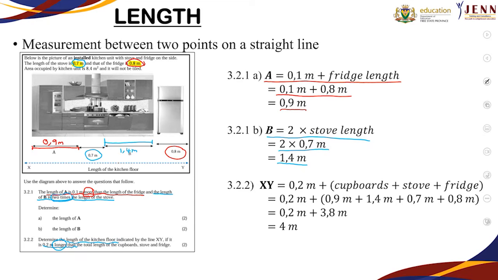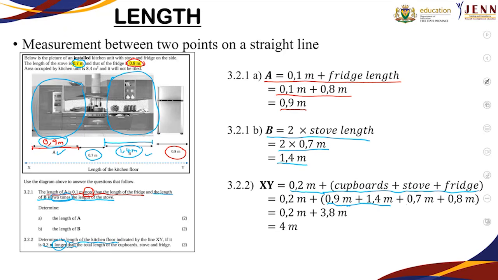So here we go. I'm going to say 0.2 meters plus, that's my longer than. I need the length of the cupboards, the stove, and the fridge. Therefore, how much are my cupboards? If you look at my cupboard, it's actually the 0.9 of A that we have and the 1.4 of B. Even if you can see in our diagram, those are where the cupboards are located. So that is the length that we need, okay? So this is the length of the cupboards.